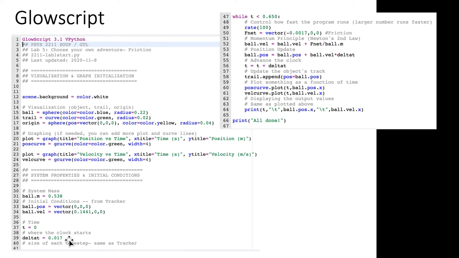Also, the delta t was 0.017, which I found from Tracker, and the total time it ran was 0.65, which I also found in Tracker. Right here is the F net in the x direction, which I set to be friction. I found this value using some trial and error so that the final position and the final velocity were similar to what Tracker found it to be.